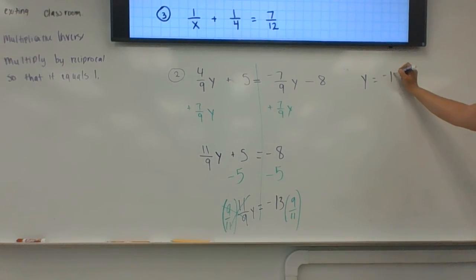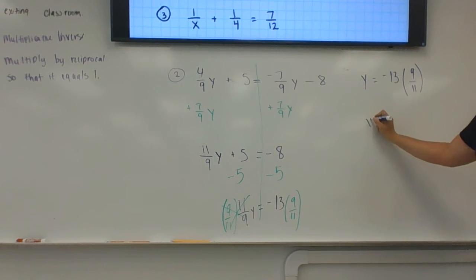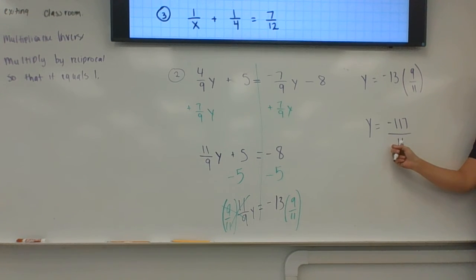And y equals -13 times 9/11. -107/11. I got 117. 117. I think 117 over 11. 90 plus 27. Leave your answer in fraction form. Does it reduce? Okay, yeah, or your mixed number.